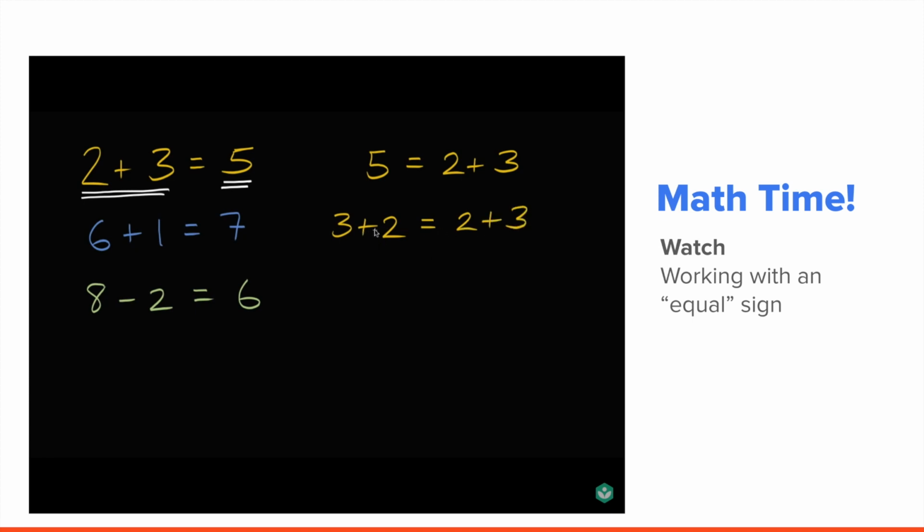Notice here, we're not figuring out the answer. We're just saying that whatever 3 plus 2 is, that's going to be the same thing as whatever 2 plus 3 is. We know that they both equal 5. You could even mix addition and subtraction. You could write that 6 plus 1 is the same thing, is equal to 8 minus 1. They are the same amount, the same quantity.